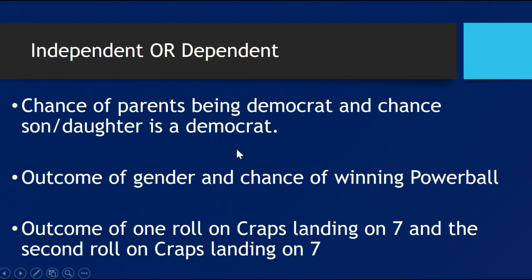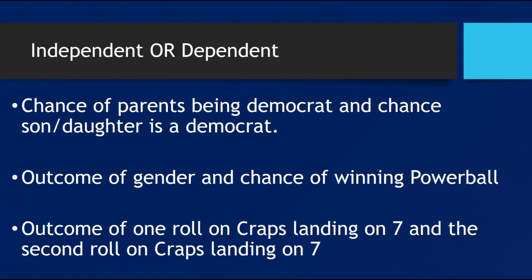So dependent is this first one. This second one, outcome of gender and winning the Powerball. If my wife and I each buy a Powerball ticket, our genders are not affecting the probability that we win. If I buy a ticket, I have a 1 in, I don't know, 8 million chance of winning. If she buys a ticket, she has the exact same chance of winning, okay? Which is basically 0. So outcome of gender and winning the Powerball, those two are independent. They don't affect each other.